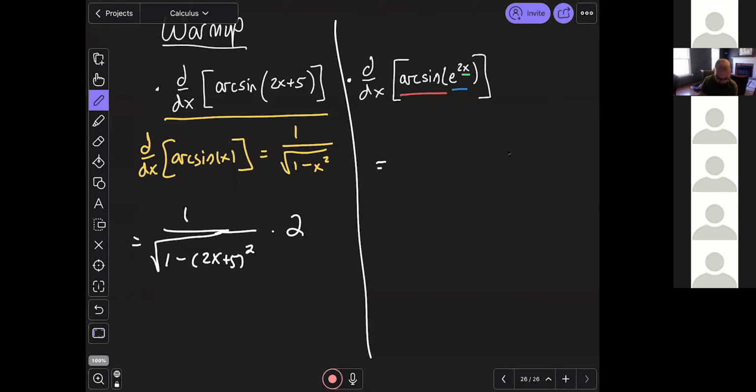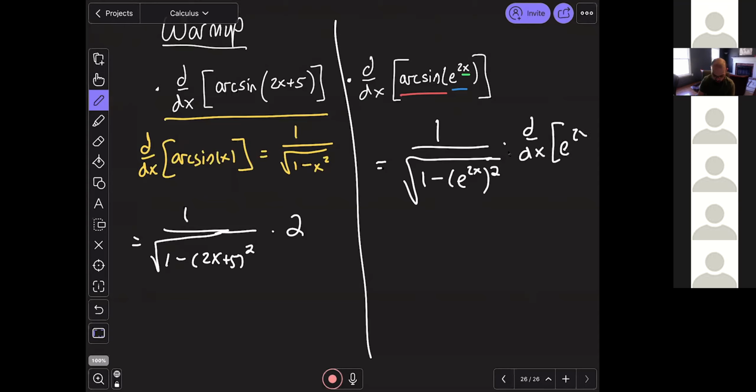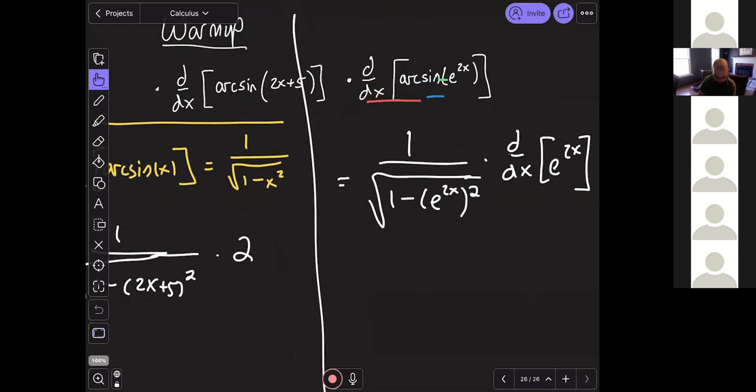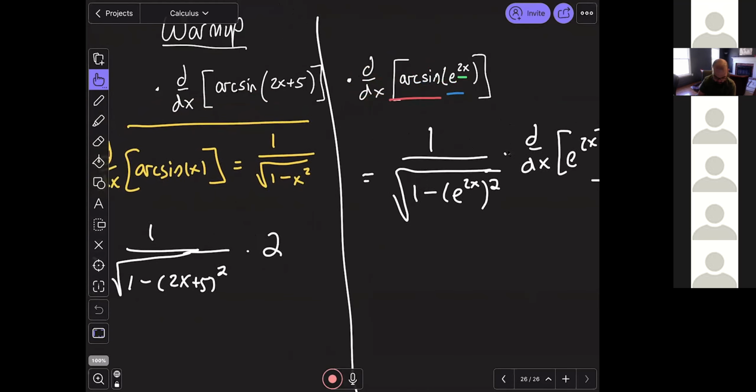Okay, so the first pass through this one, we would get 1 over the square root of 1 minus e to the 2x squared. And what we have to do is multiply this by the derivative of my inside function. So I'm going to multiply by the derivative of e to the 2x. I'm going to go ahead and shift this over. Sorry about this.